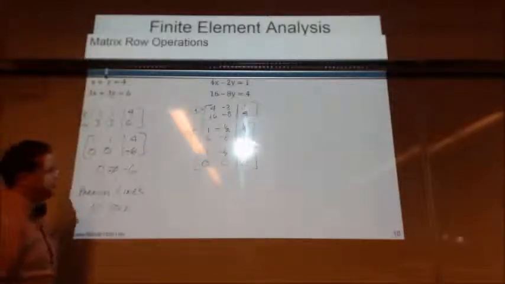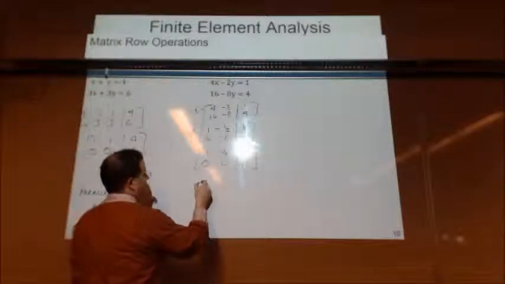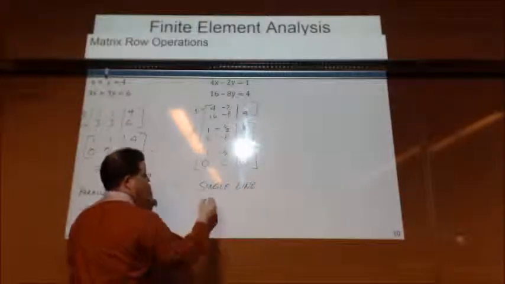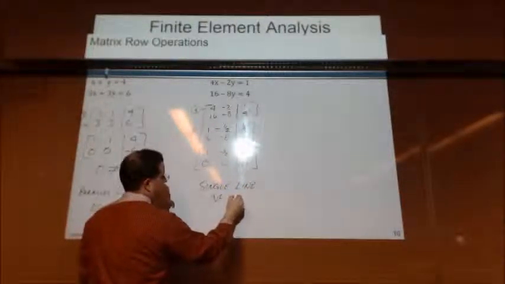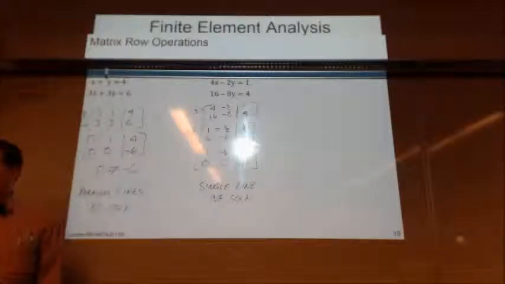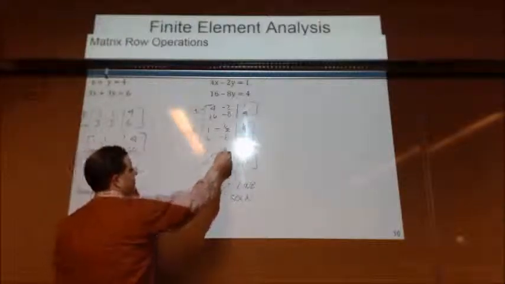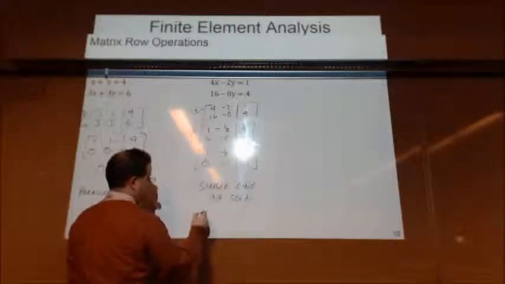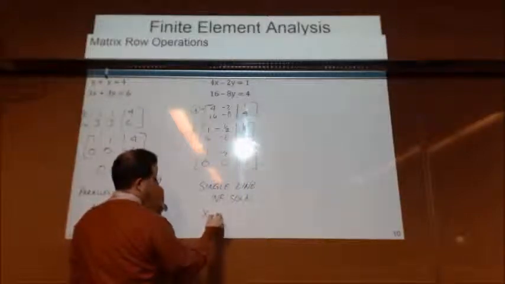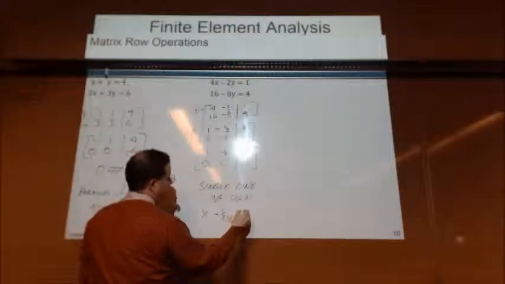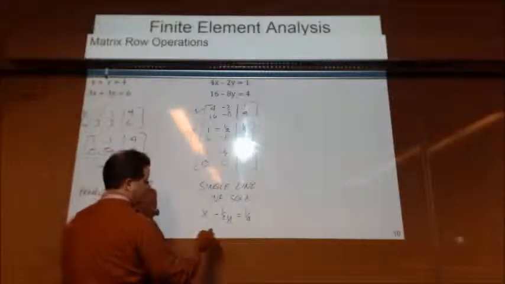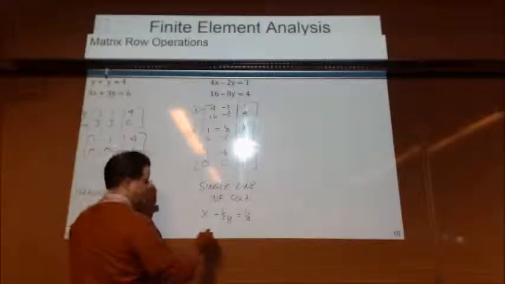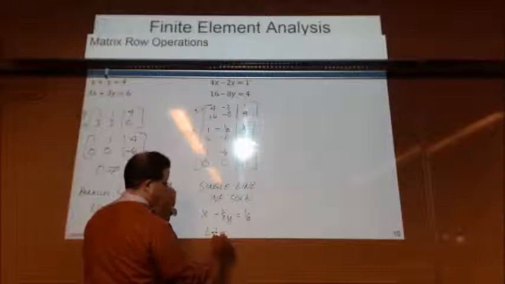So this is an example of a single line, and we have infinite solutions, because what we have to do is parameterize this equation. So we have x minus 1/2 y equals 1/4. Right? So what we're going to say is, let y equal t.